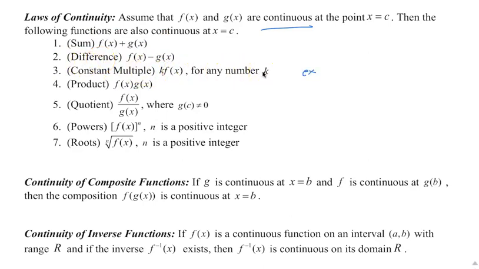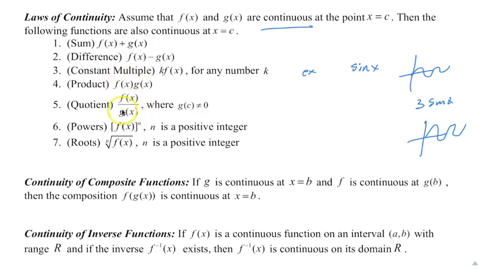For example, sine of x. We know that's a continuous function, we talked about it before. If we multiply it and get 3 sine of x, it's still continuous. It just has a bigger amplitude now. So multiplying by a constant doesn't change it. If you multiply two continuous functions, you get a continuous function. That's pretty crazy. If you divide them, who would have thought that? They're still continuous.